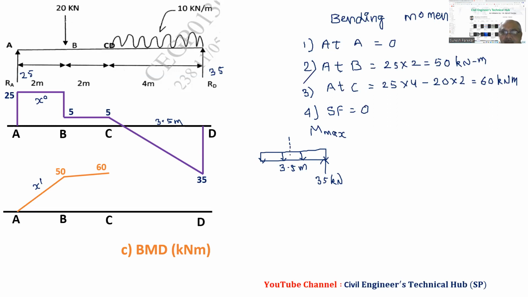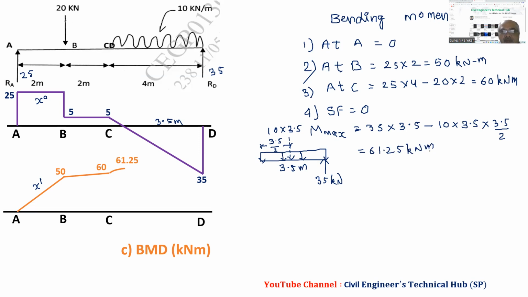And then we have 10 kilonewton, 10 into 3.5, and it will act at center, so 3.5 by 2. And then we can write M max: 35 into 3.5 minus. As we are going from right, clockwise is minus, anti-clockwise is plus. And this value is equal to 61.25 kilonewton meter. So we have 61.25.